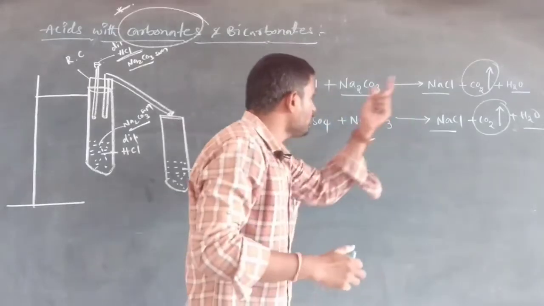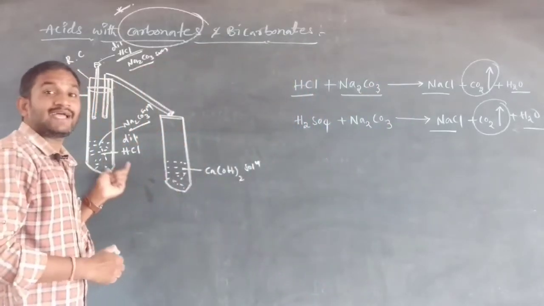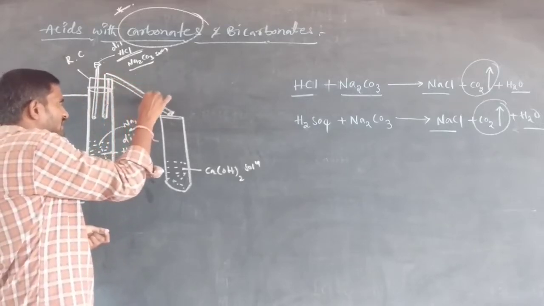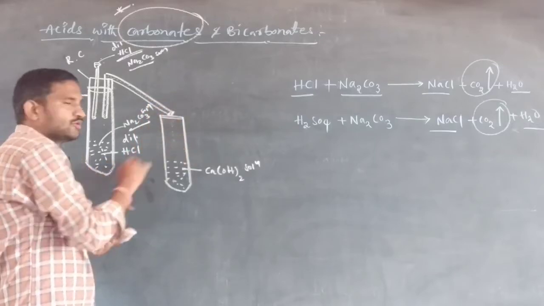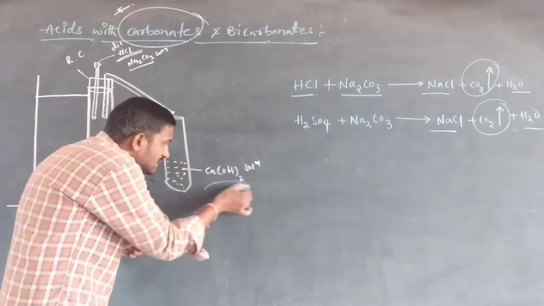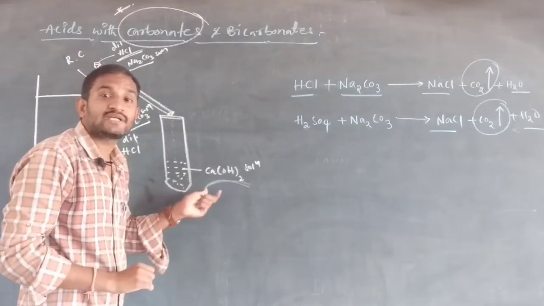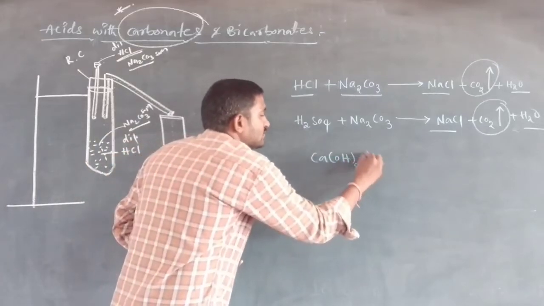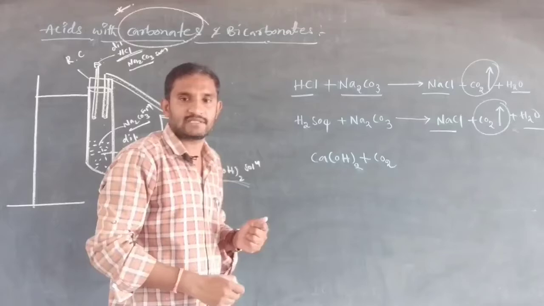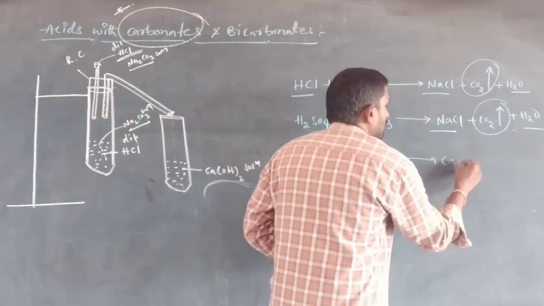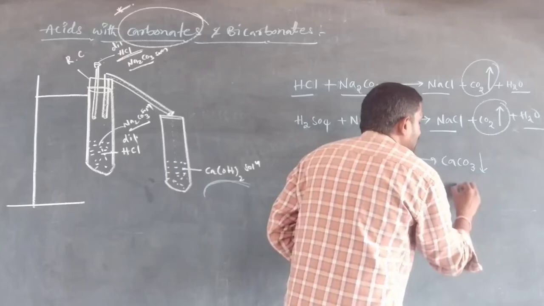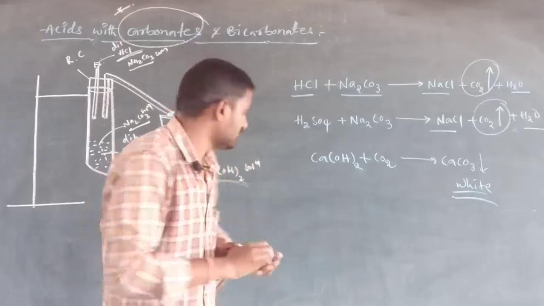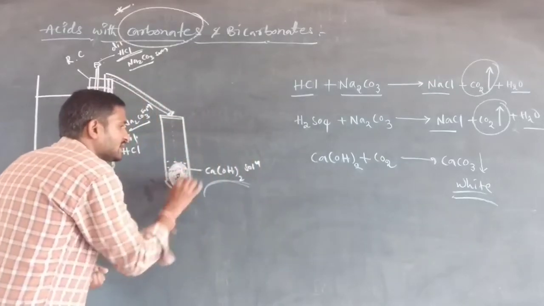Yes, we have to prove this experimentally. The carbon dioxide gas is released and passes through the delivery tube into the other test tube. In that test tube there is calcium hydroxide solution. This calcium hydroxide solution reacts with carbon dioxide. What will be formed? Calcium carbonate will be formed. This is a white precipitate.